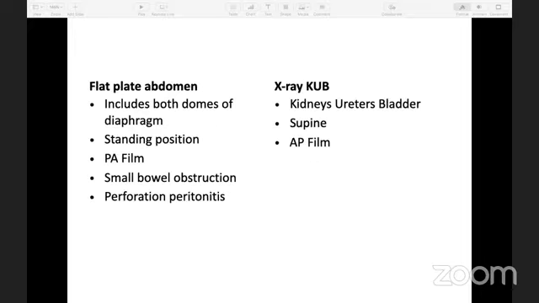X-ray KUB is different from flat plate abdomen, which is done for bowel obstruction or perforation. The difference is that flat plate abdomen includes both domes of diaphragm, is done in standing position, and is a PA film, whereas X-ray KUB spans from top of adrenals to 2 cm below symphysis pubis, is done in supine position and is an AP film.